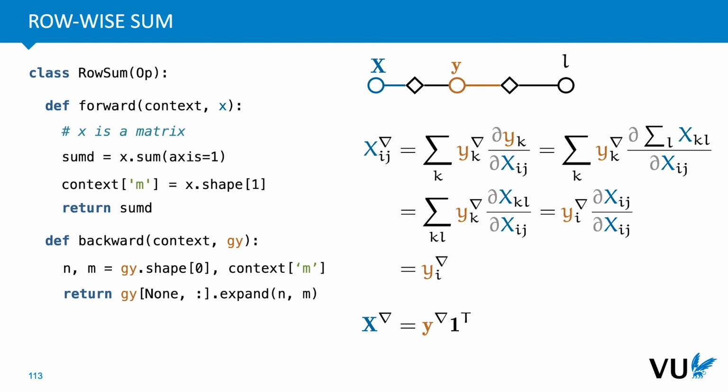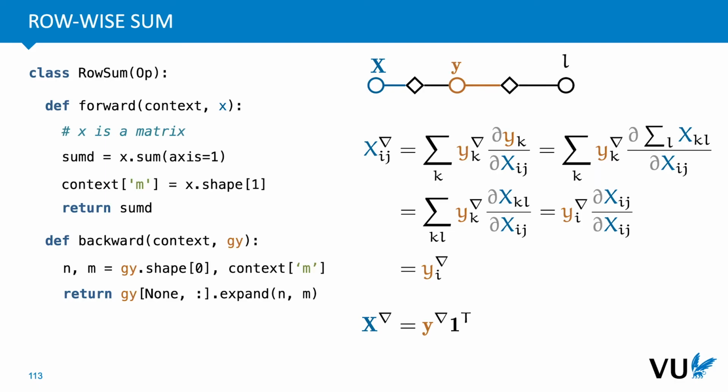Note that when we sum out the rows of x, we lose the information of the full two-dimensional shape of x, so we need to store how many columns x had. We store that in the context object, we retrieve it during the backward, and then we use that information to expand y nabla into x nabla.